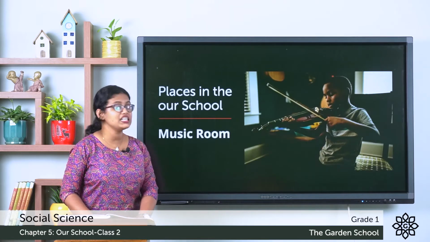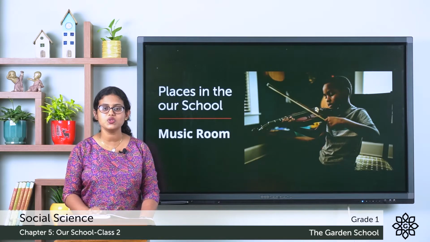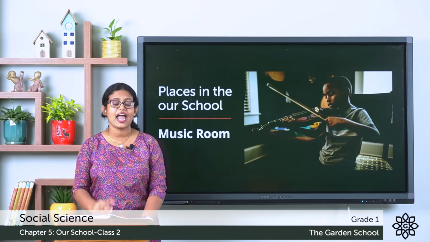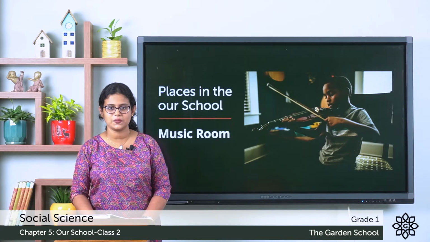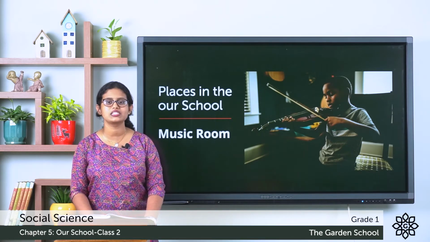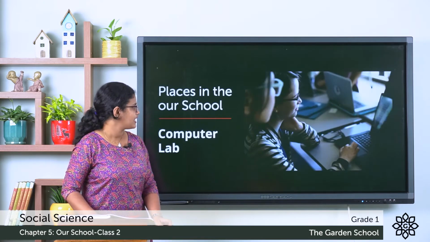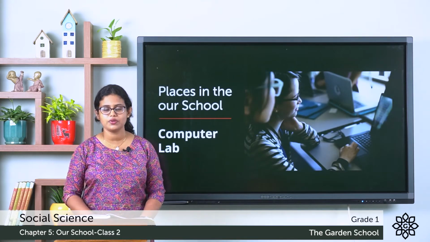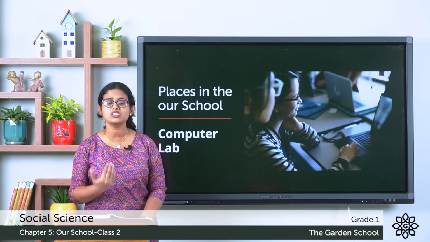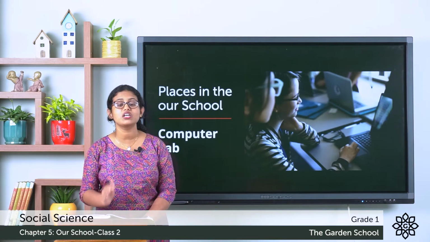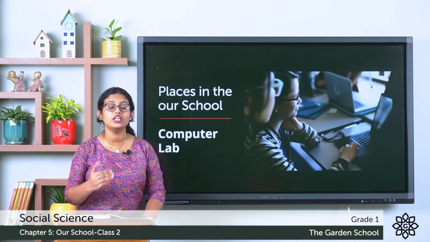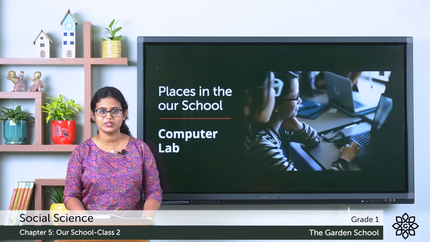The next is the music room. In the music room, we learn to play musical instruments and also we learn to sing. It is the music room where we learn to sing and play musical instruments. The next is the computer lab. In the computer lab, we will learn how to use a computer and we all have a computer teacher who will teach us. So it is in the computer lab we learn how to use a computer.